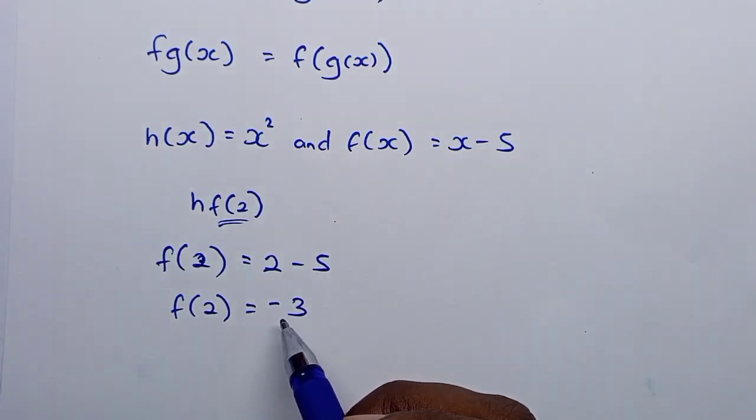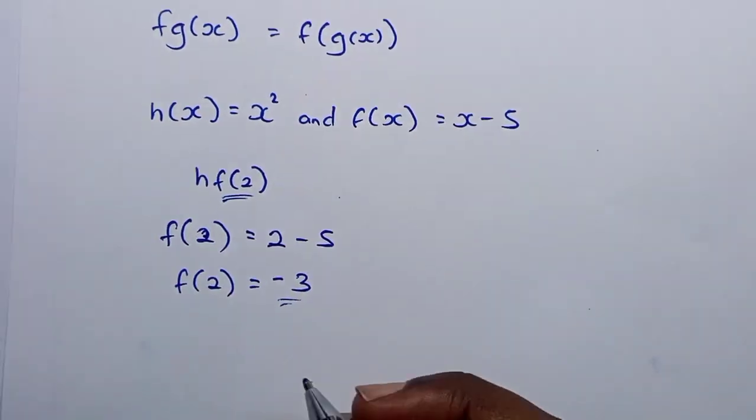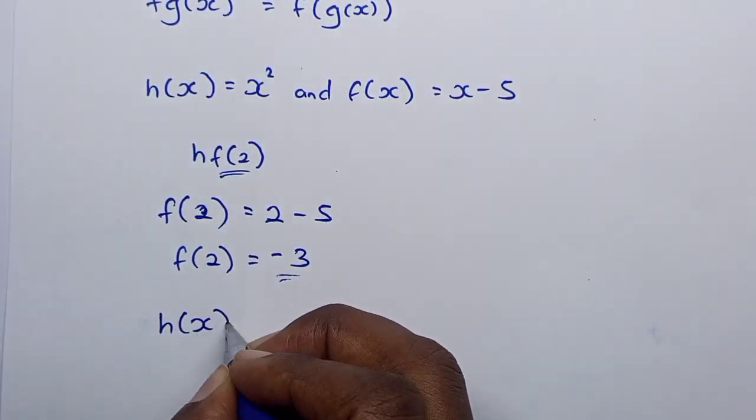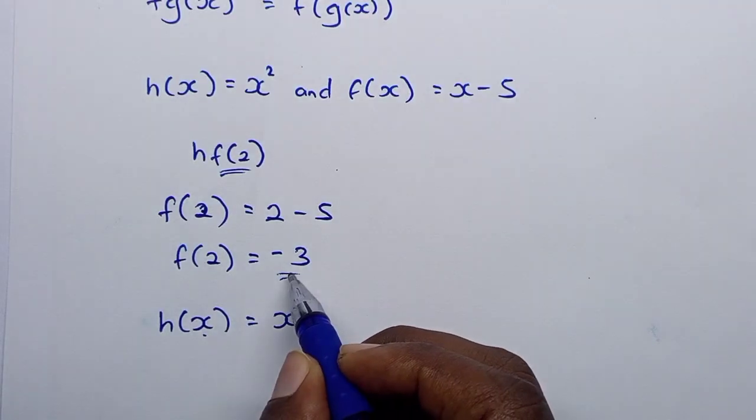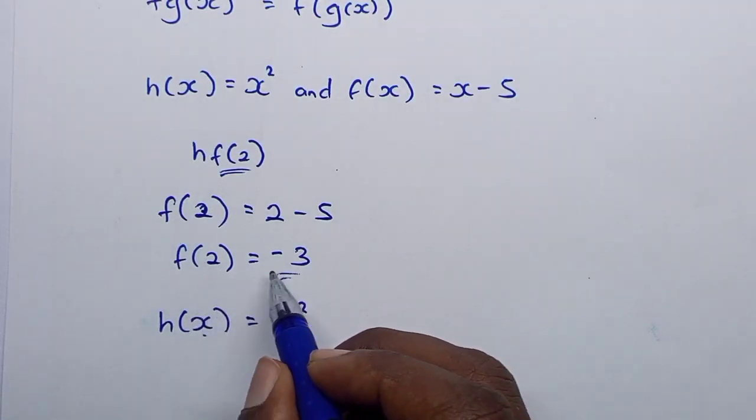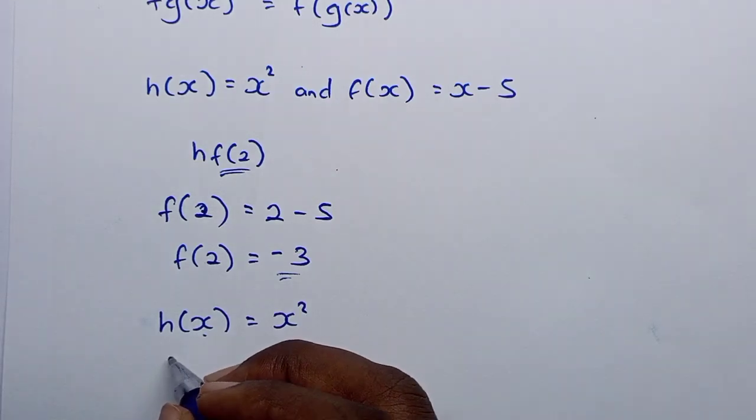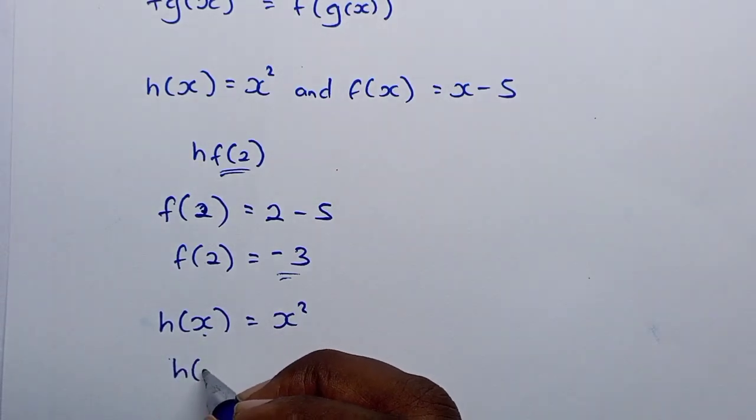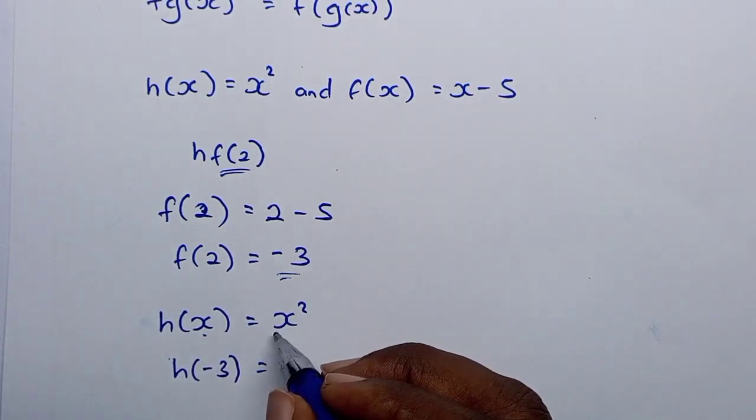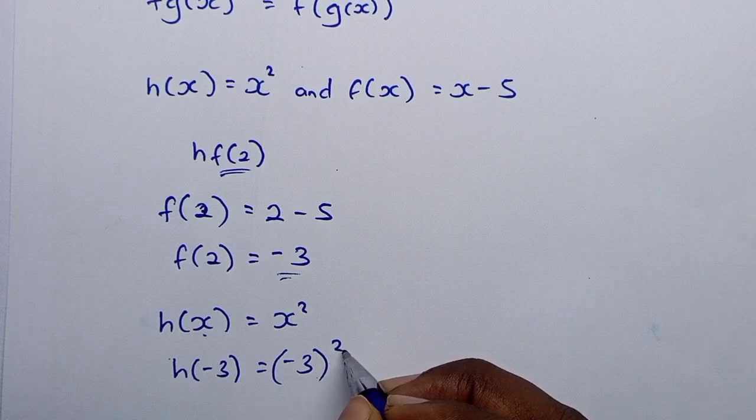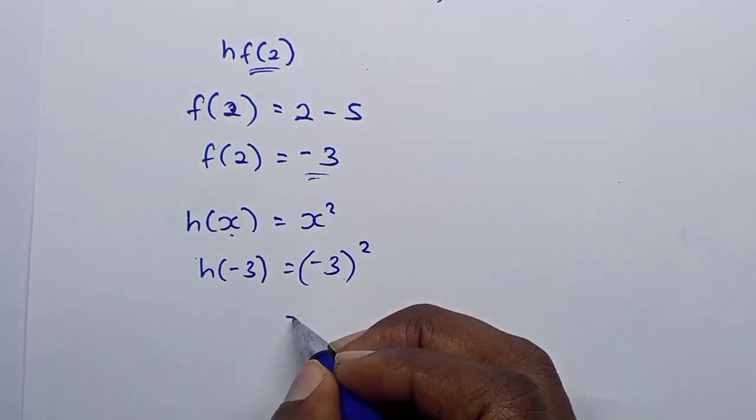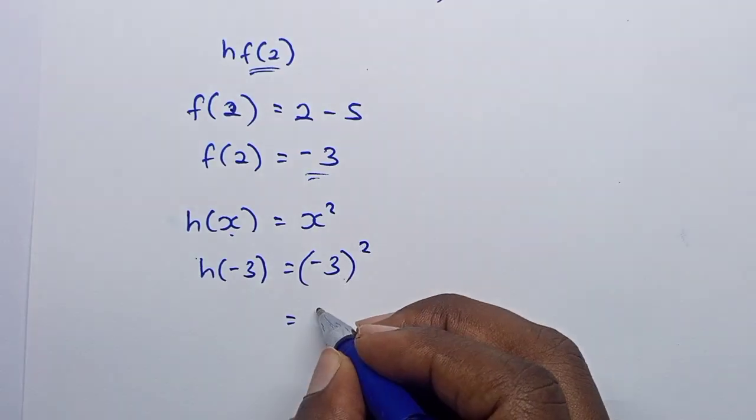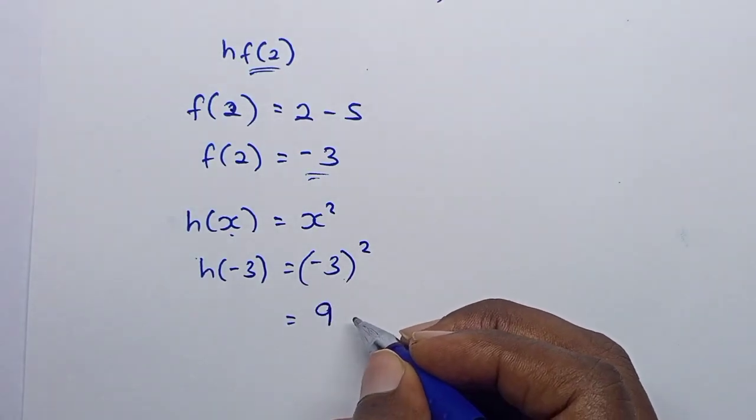Now we can substitute this value into h. Now we said h of x is equal to x squared. Now our x, we are replacing it with f of 2, which is minus 3. So we shall have h of negative 3 is equal to negative 3 squared. And therefore, this will be equal to 9.